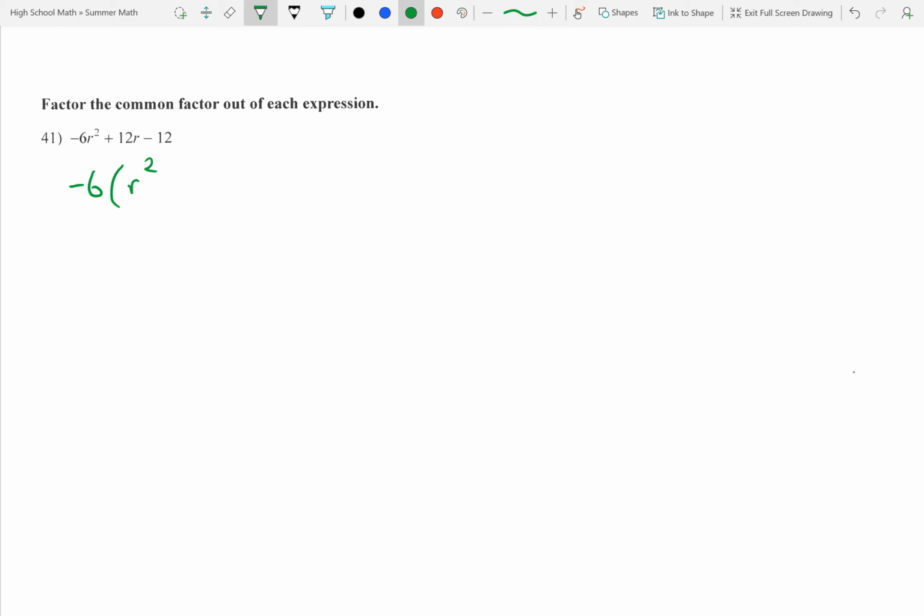We have r squared minus 2r plus 2. And this one indeed will not be factorable beyond that. To figure out it's not factorable, you could look at the discriminant and you'll see that it is not a perfect square.